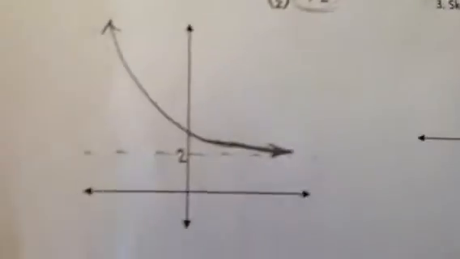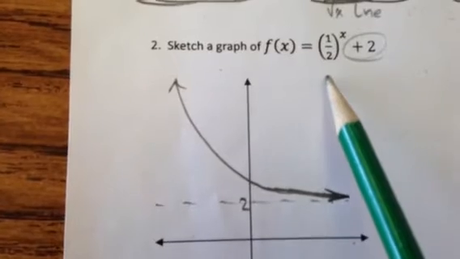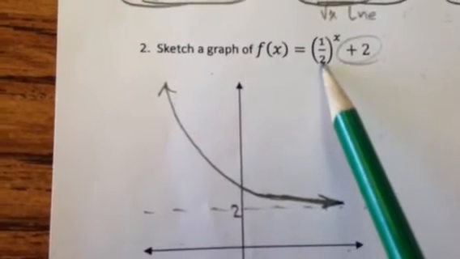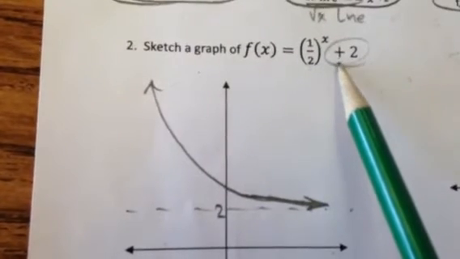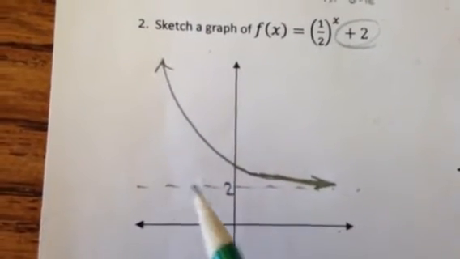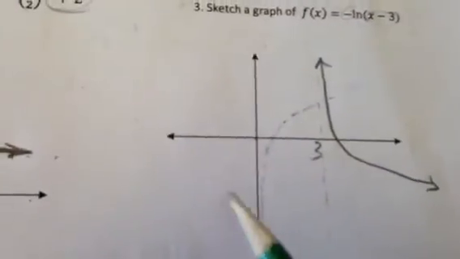Okay, let's move on to these graphing problems here. Here's a decreasing exponential function. It's decreasing because the base there is a number less than 1, and it has been shifted up 2 units. So there's my horizontal asymptote at y equals 2, and it goes down. All right, it's decreasing.